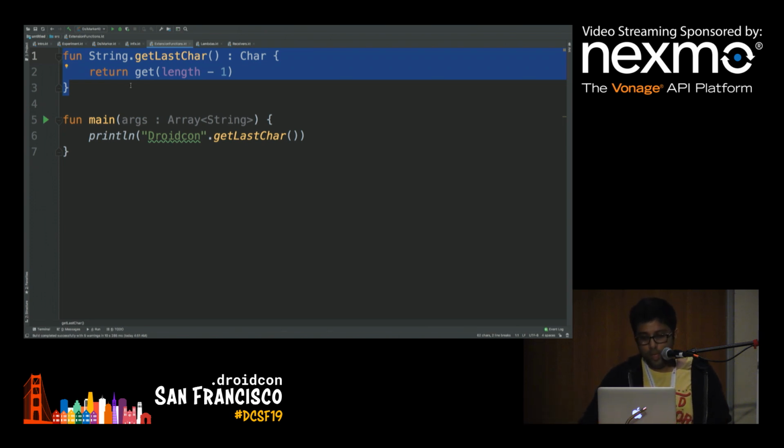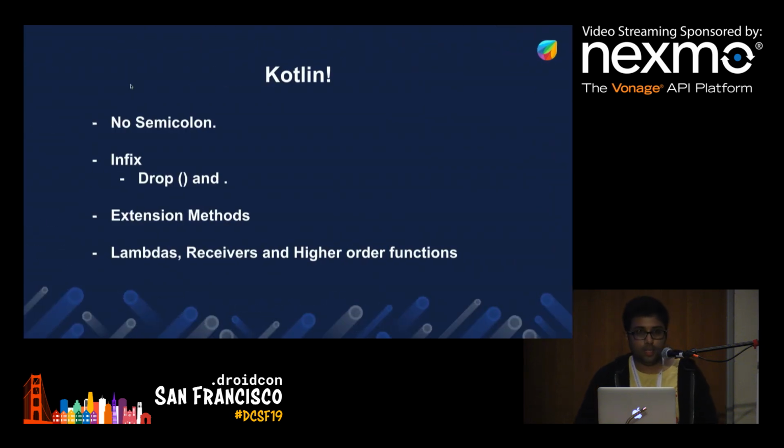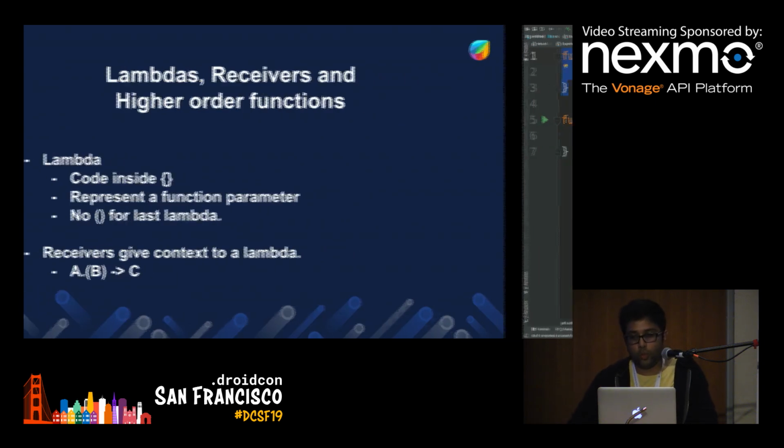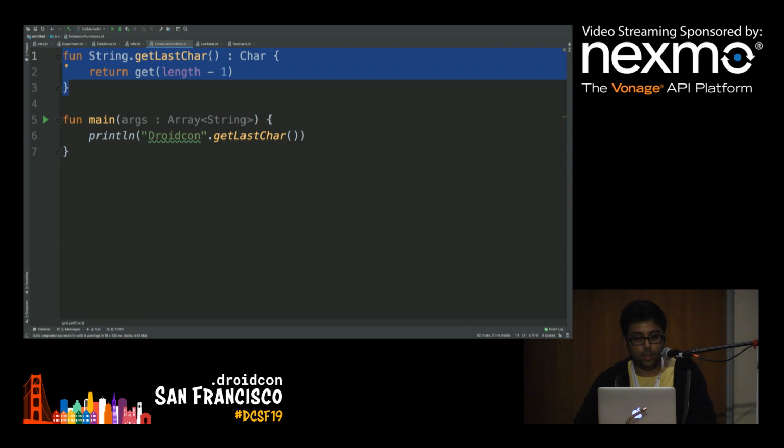Okay. Now we'll move towards lambdas, receivers, and higher order functions. To start off with, just look at a lambda as a block of code that starts with a curly bracket and ends with one. That's about what a lambda is here. But it serves some purpose. In Kotlin, we have higher order functions which have parameters of function types. Okay, so I'll just move to an example to make it a bit clearer.